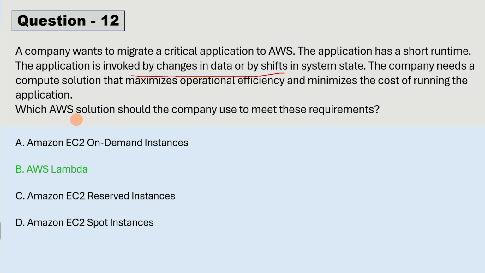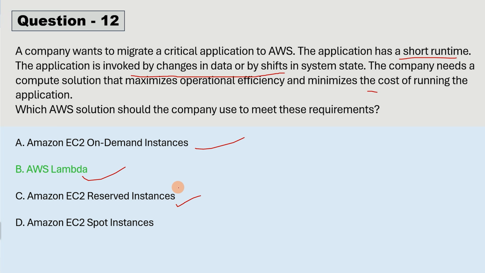And apart from that, there is one more point. Whenever a short runtime is there, AWS Lambda is the most suited service that will help you. And it also minimizes the cost, because if you see the options, On-Demand Instances are the most expensive compute service, I would say. And Amazon EC2 Reserved Instances are required when the load is supposed to run for years and you are able to give a commitment that I will use this server for at least 1 year or 2 years. Then it is helpful for you.